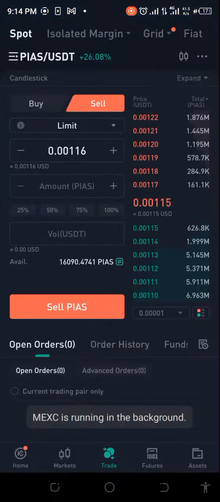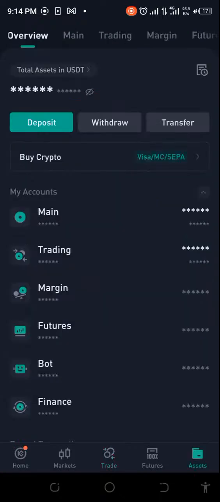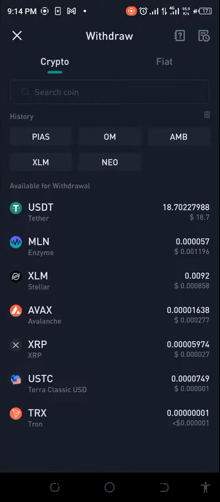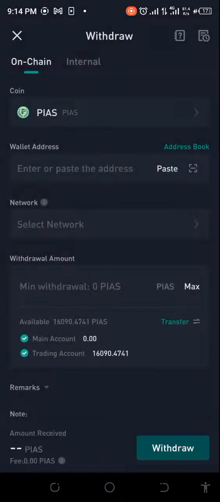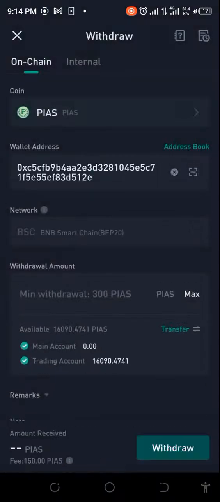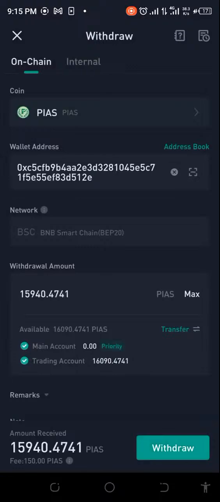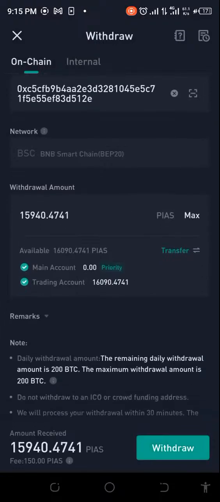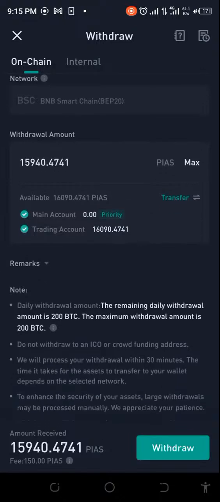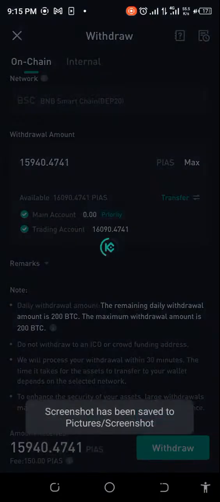Okay, so we are sending this. The price is going down, but anyways, we've made our decision, so we need to move ahead. I'm going to withdraw that, and I'm going to paste that in there. The network is already showing, so the max. You can see it's already taken out its own fee, right? So I'm just going to go ahead and withdraw.